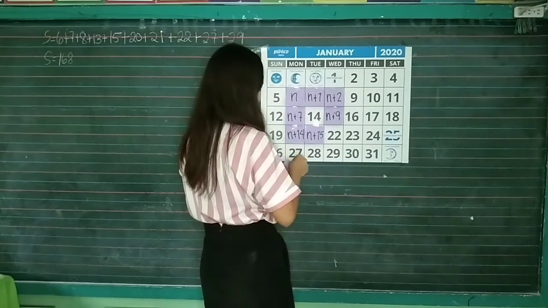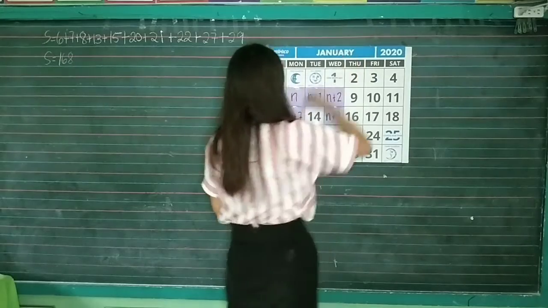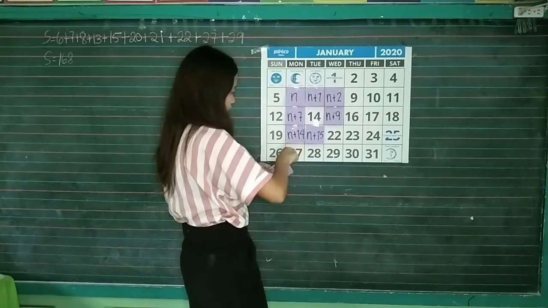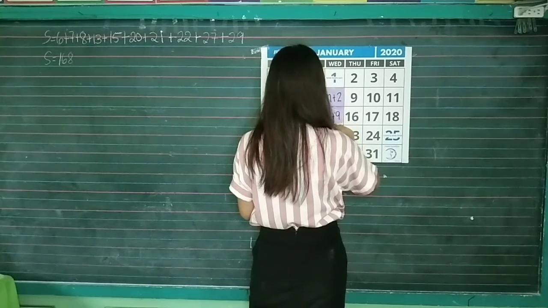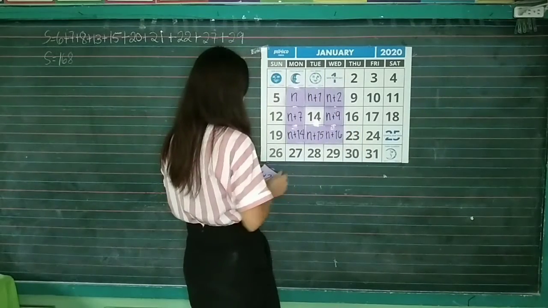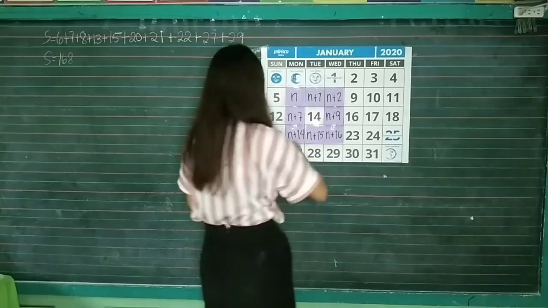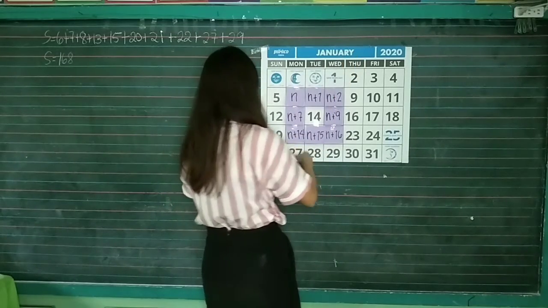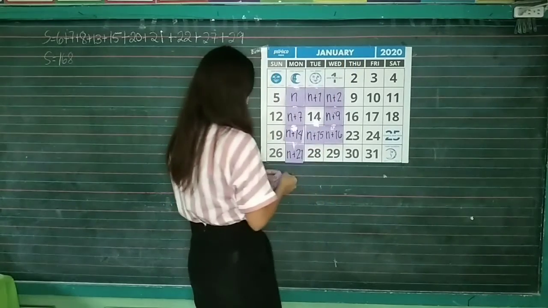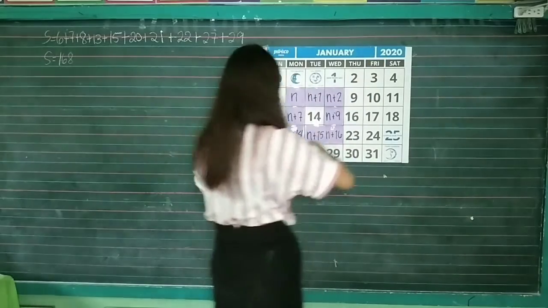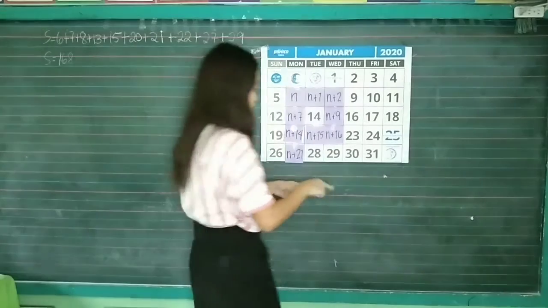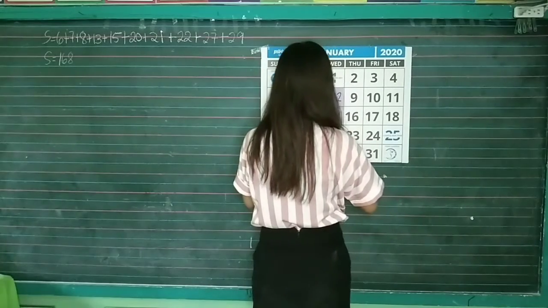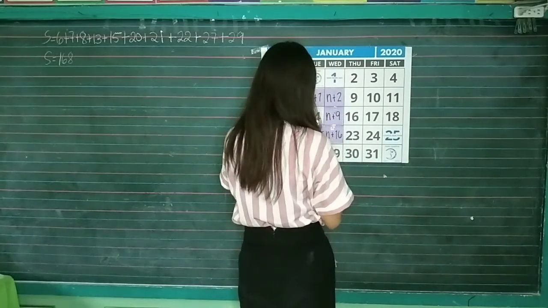Next is 22. 22 minus 6 is 16. So we have n plus 16. 27 minus 6 is 21. So we have n plus 21. And lastly, 29 minus 6 is 23. So we have n plus 23.